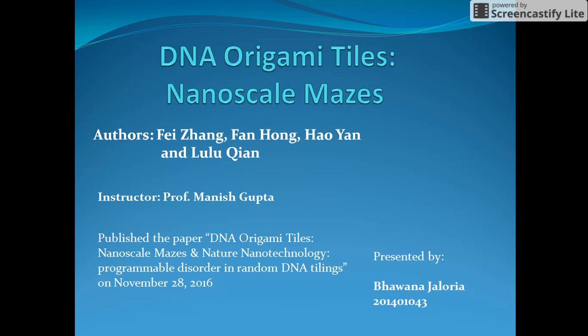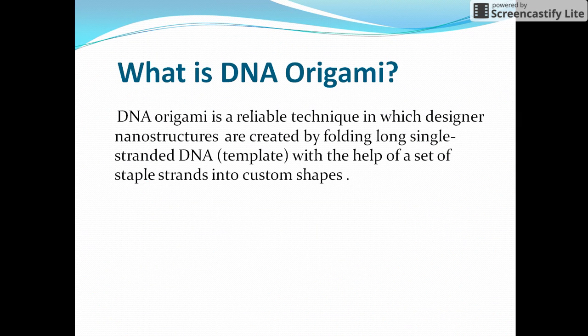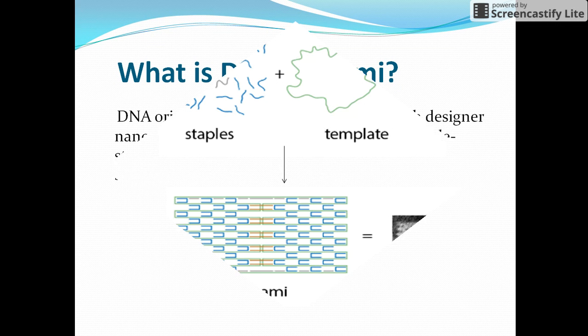Hi friends, this is Bhavna Chaloria and today I am going to discuss the topic named DNA origami tiles as nanoscale mazes. The very first question you should know is, what is DNA origami? DNA origami is a technique in which nanostructures are created into shapes by folding single-stranded DNA with staple strands.